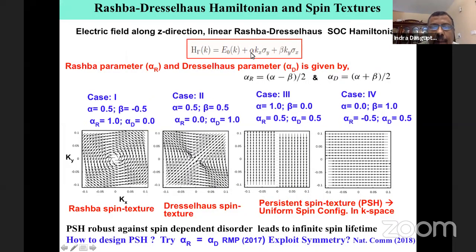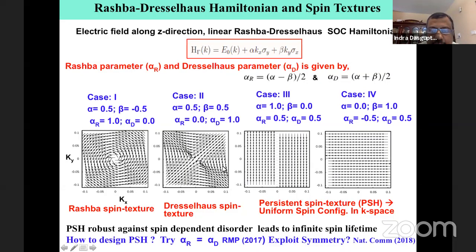And this is the general Hamiltonian, which has been written by respecting symmetry. Depending on the values of alpha and beta, this Hamiltonian can host either the Rashba effect or the Dresselhaus effect or both. As you can see, the Rashba parameter is nothing but (alpha minus beta)/2, whereas the Dresselhaus parameter is nothing but (alpha plus beta)/2. So I have taken this Hamiltonian and chosen very special cases where alpha is equal to 0.5 and beta is equal to minus 0.5, where you have only alpha_R and not alpha_D. And as you can see, you have the standard Rashba spin texture.